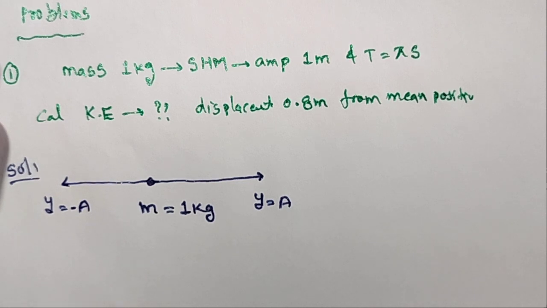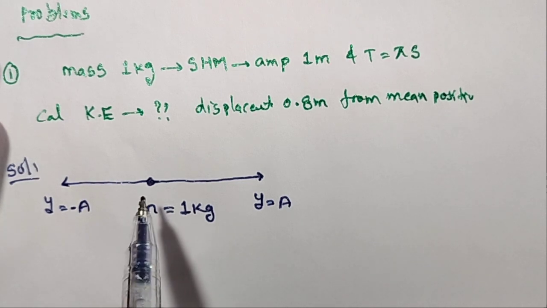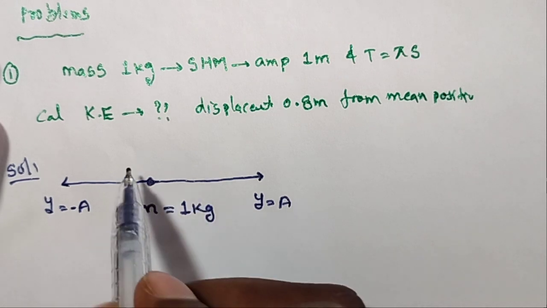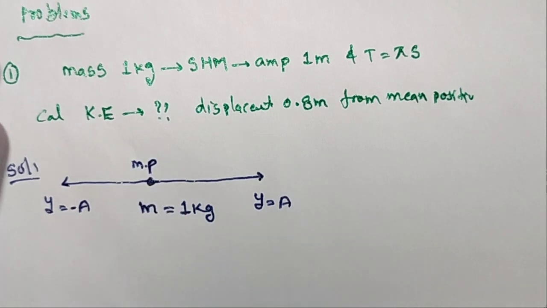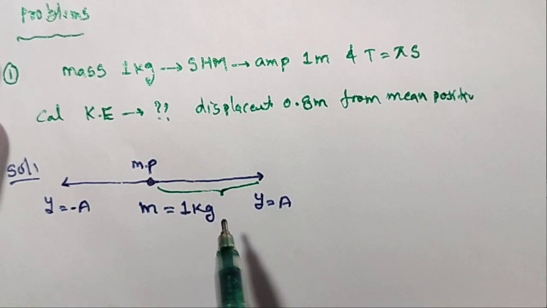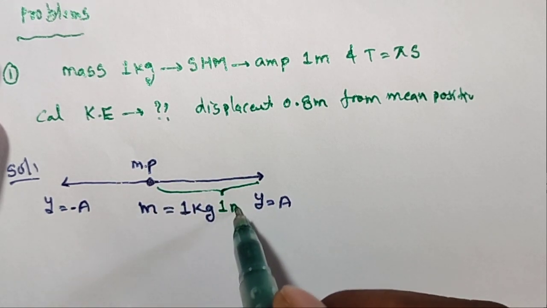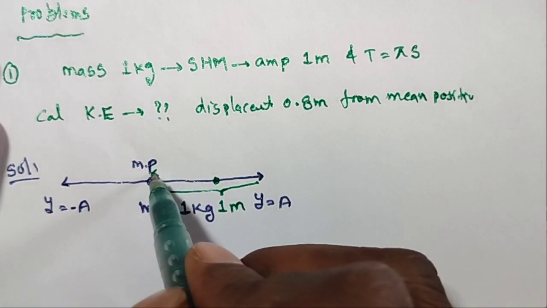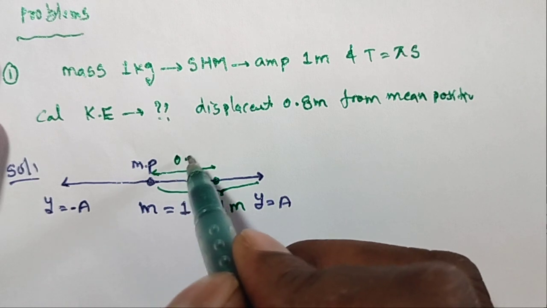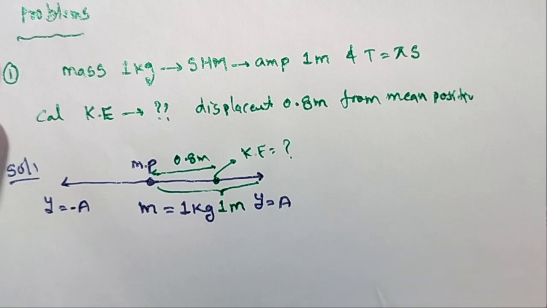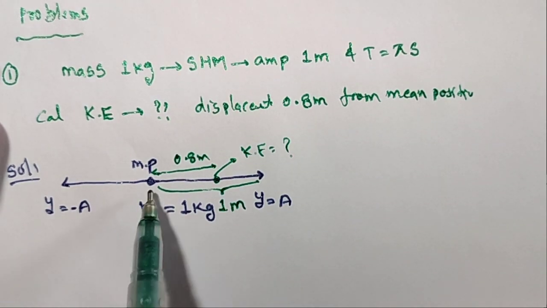So what is the calculation here? What is the kinetic energy when the particle is displaced from the mean position? This is the mean position. The distance from here to here is the amplitude, which is 1 meter. But at exactly 0.8 meter, what is the kinetic energy? This is the question.